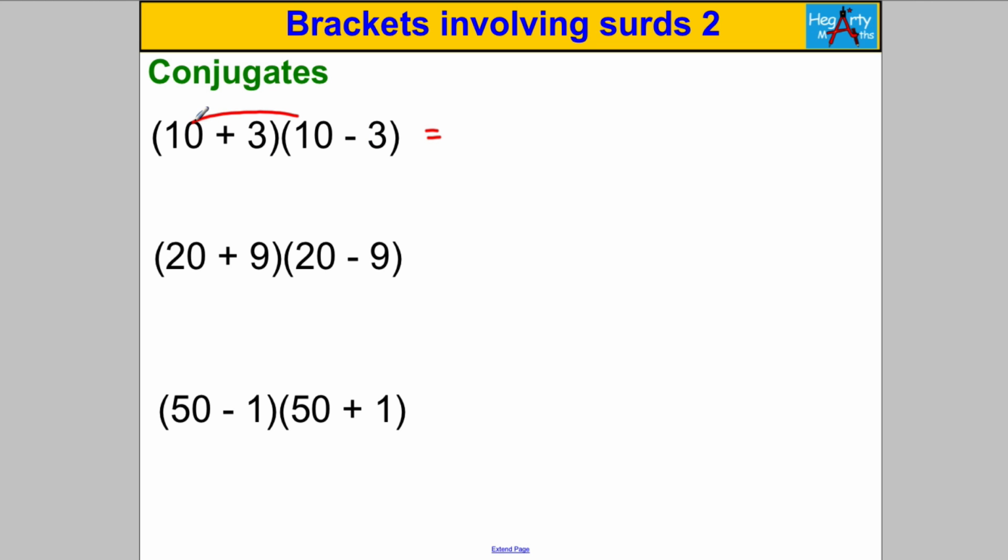10 multiplied by both the terms in the second bracket, and positive 3 multiplied by both terms in the second bracket. So let's write this out in full. We're going to get 10 multiplied by 10, and 10 multiplied by negative 3 is take away 10 multiplied by 3, and here we're going to get 3 multiplied by 10, so add 10 multiplied by 3, and then positive 3 multiplied by negative 3 is take away 3 multiplied by 3.